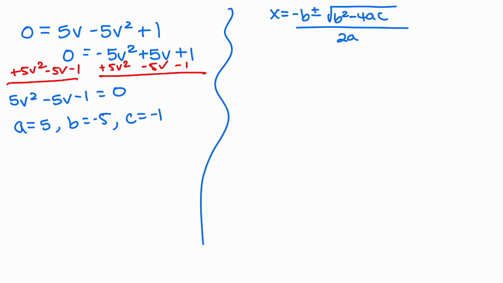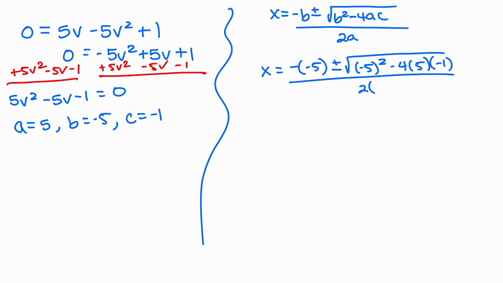Second part, let's start using the quadratic formula. So I'm going to start replacing my values. I get x equals negative parentheses negative 5, plus or minus the square root of, I'm going to substitute my b, so that's a negative 5 squared, minus 4 times my a, which is 5, and my c, which is negative 1, all over 2 times a, my a is 5.